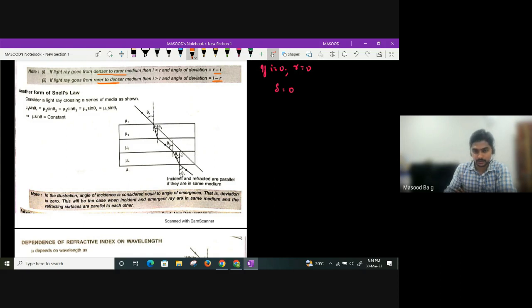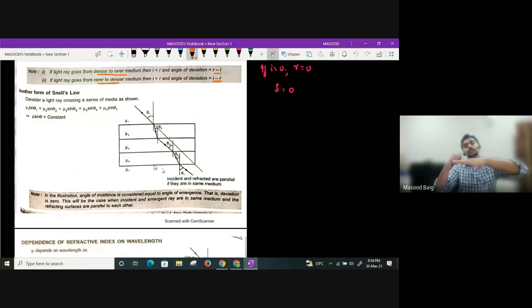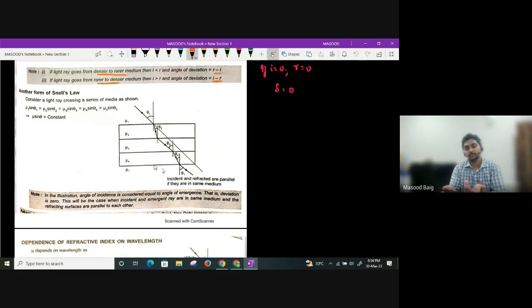Is this surface separating first medium and second medium? Yes. Is this surface separating second medium and third medium? Yes. Is this surface separating third and fourth medium? Yes. Is this surface again separating fourth and first medium? Yes. So whenever a surface is separating two media, what will take place? Bending of light, called refraction again. So how are those surfaces? They are parallel to each other.